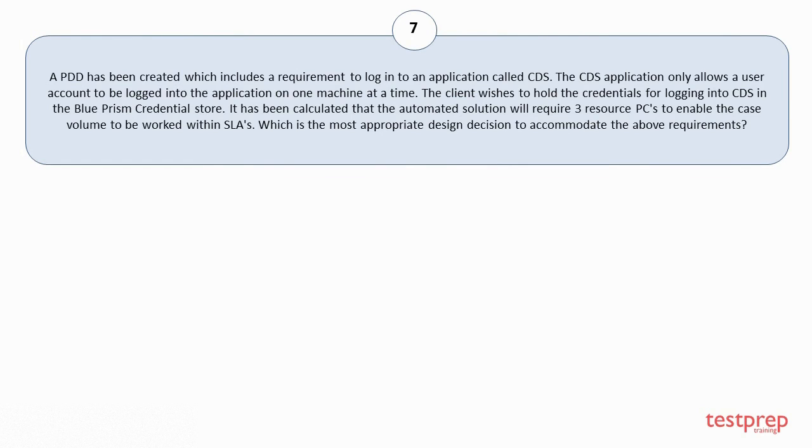A PDD has been created which includes a requirement to log into an application called CDS. The CDS application only allows a user account to be logged into the application on one machine at a time. The client wishes to hold the credentials for logging into CDS in the Blue Prism Credential Store. It has been calculated that the automated solution will require 3 resource PCs to enable the case volume to be worked within SLAs. Which is the most appropriate design decision to accommodate the above requirements?